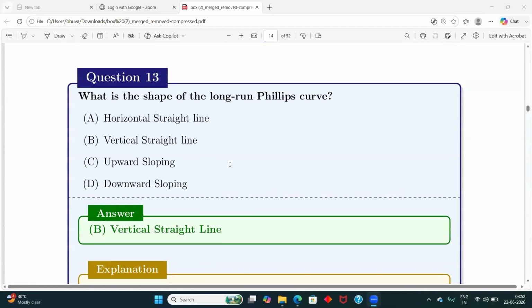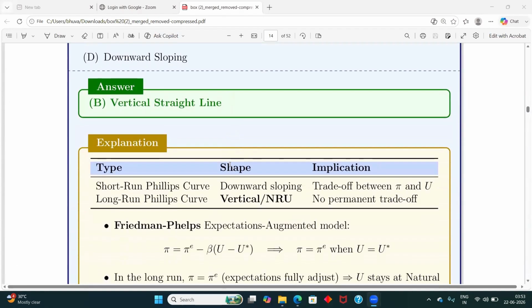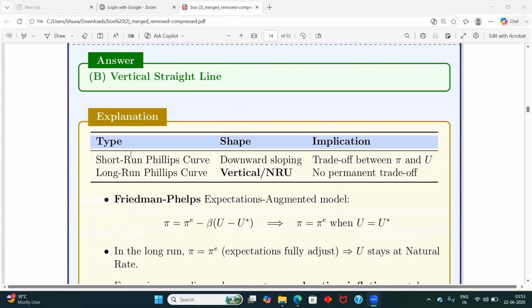Question number 13. What is the shape of the long run Phillips curve? Option A, horizontal straight line; option B, vertical straight line; option C, upward sloping; and option D, downward sloping. So here we have a table. This is important from an exam perspective.